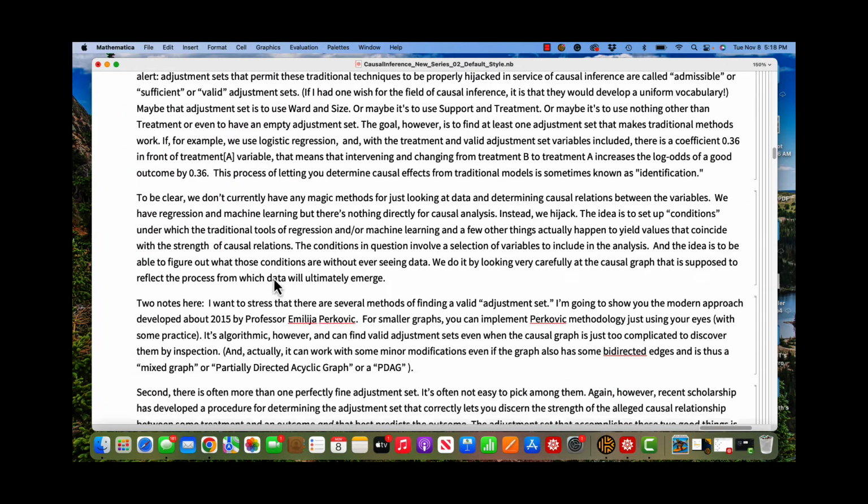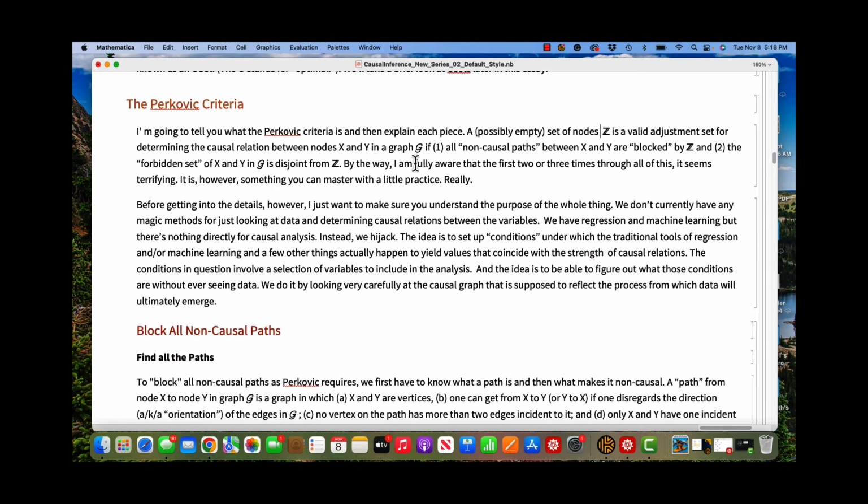Okay, so let's go down, continue. A possibly empty set of nodes Z is a valid adjustment set for determining the causal relation between nodes X and Y in a graph script capital G if, one, all non-causal paths between X and Y are blocked by Z. All right, there's a second criteria. We'll get to that. All right, so let's look at this.